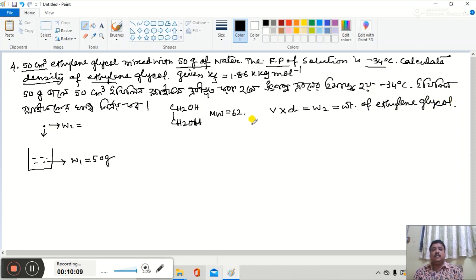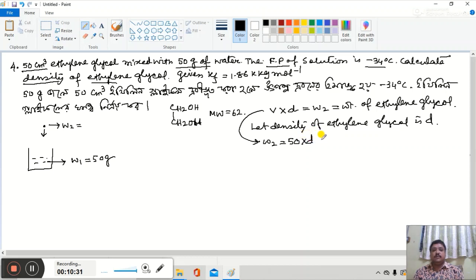So let the density of ethylene glycol be small d. So from this equation we get W2 equal to 50 into d gram. W2 is 50 into d and M2 is 62.